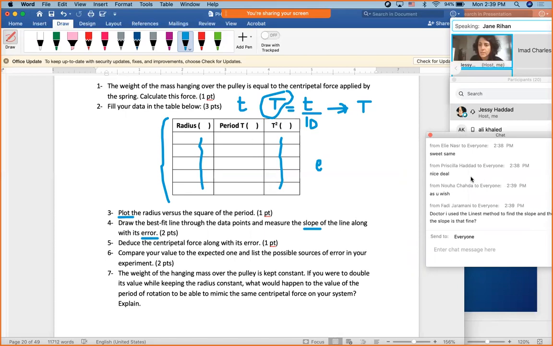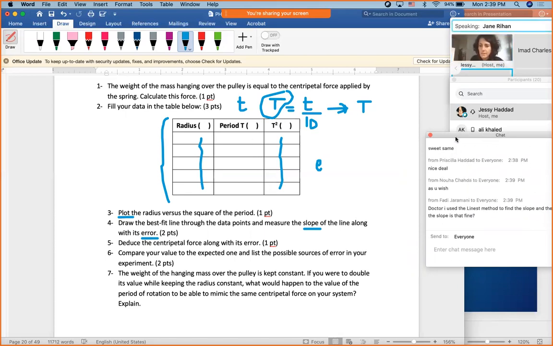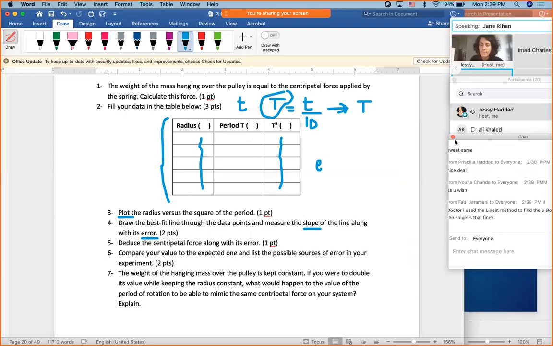Doctor? Yes, Jane. I was the one who raised my hand. Yes, go ahead, Jane. Doctor, I just wanted to ask you, I got a very high percent error, around 80%. Does it have to do something with the results or the way that I'm working?